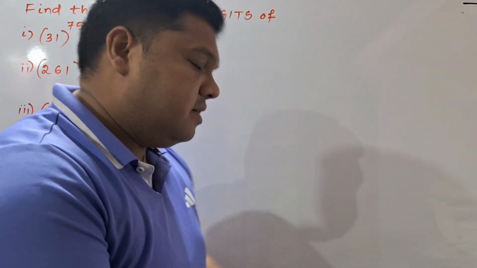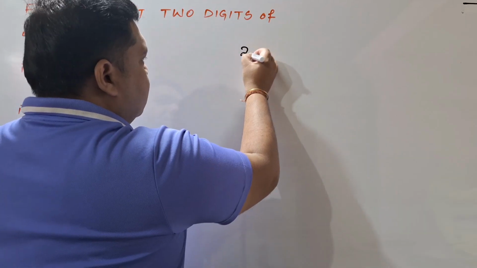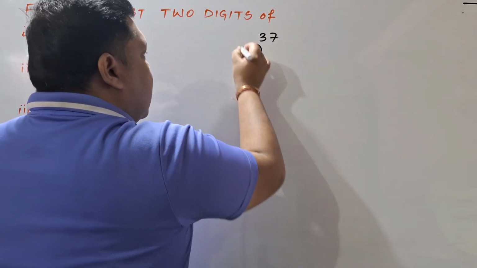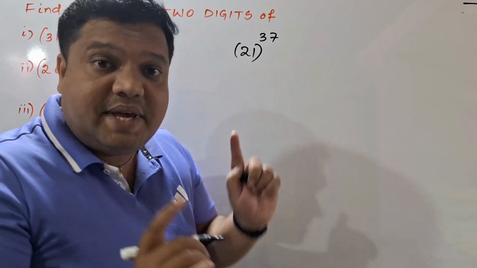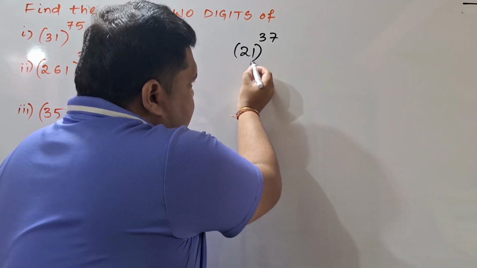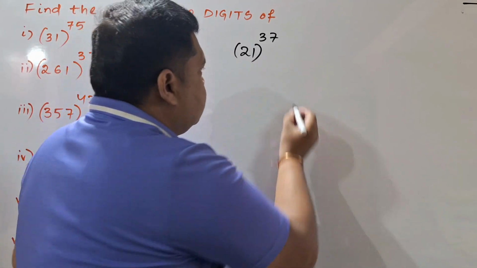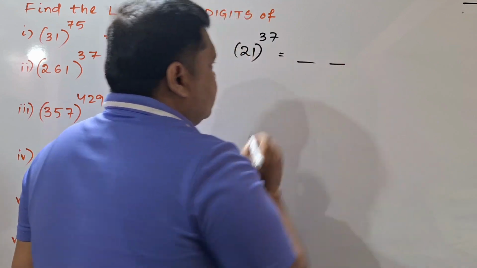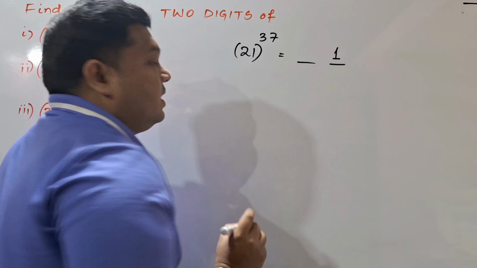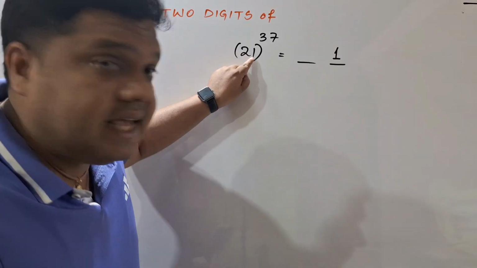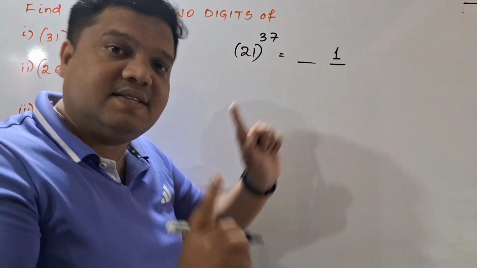Suppose I say the last two digits of 21 to the power 37. How to find the last two digits? Remember, here the base is 21. If the base ends in 1, then the unit place of the number, here where I am going to find the last two digits, is 1. Once again, if the base ends in 1, the unit place is 1.